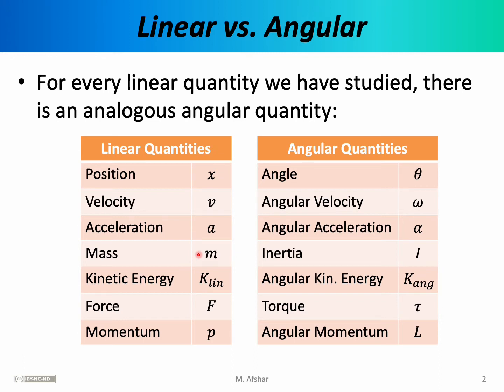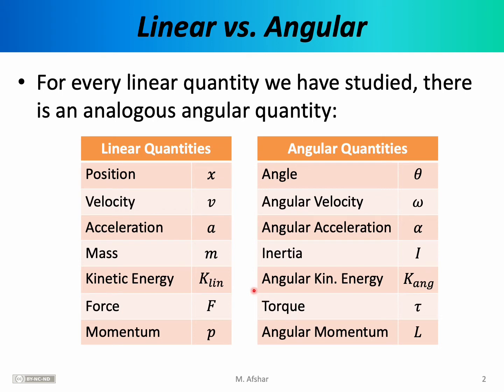In the angular world, the analog is inertia. Inertia is what tells us whether it's easy or difficult to angularly accelerate an object. If you have a disk and its moment of inertia is small, then it's going to be very easy to angularly accelerate that disk. If its moment of inertia is large, then it's going to require a lot of force or a lot of torque to accelerate that disk.